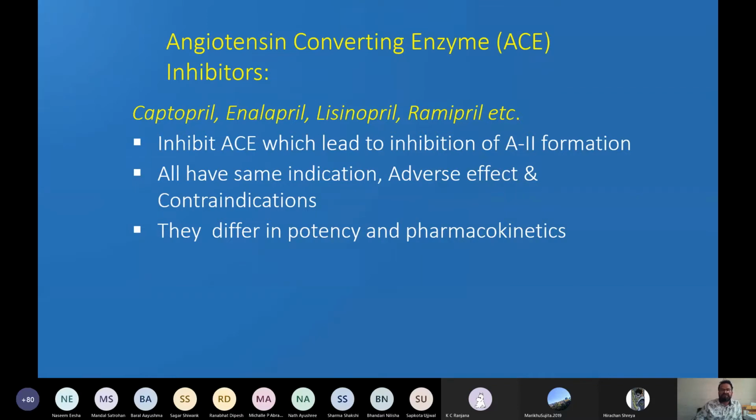The examples of these drugs are captopril, enalapril, lisinopril, ramipril, and most of the other drugs which end with pril. It's not a rule, guys. Don't ask me or others why a drug ending in pril is different from other drugs. That may happen, but it is not a rule. Till now, most of the drugs are rhyming. They inhibit ACE, which leads to inhibition of angiotensin 2 formation. All have the same indications, adverse effects and contraindications, because all of them are the same. Only pharmacokinetic properties like absorption and excretion may differ. They differ in potency and pharmacokinetics.